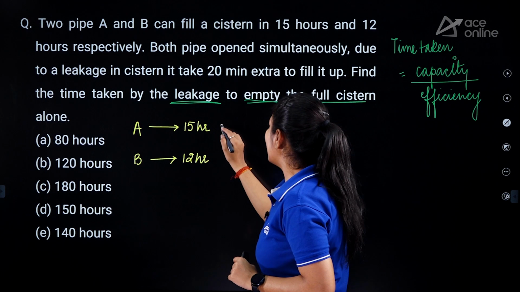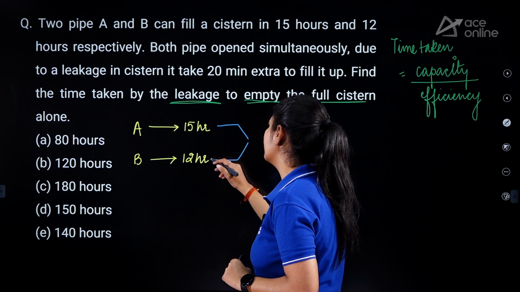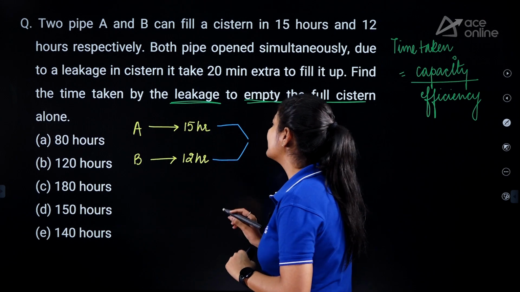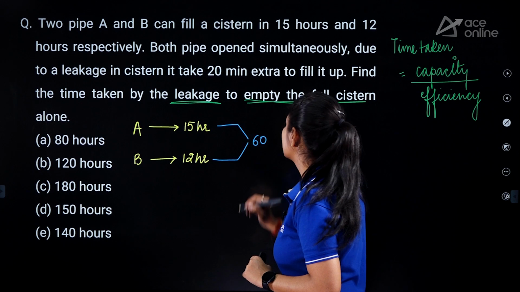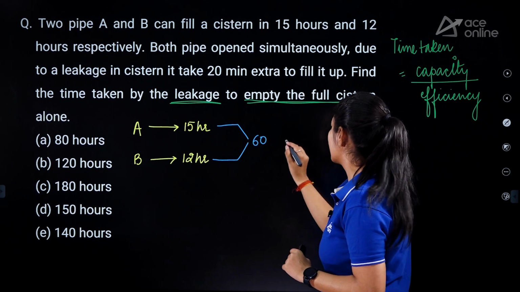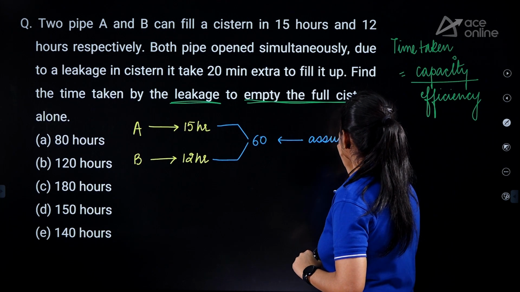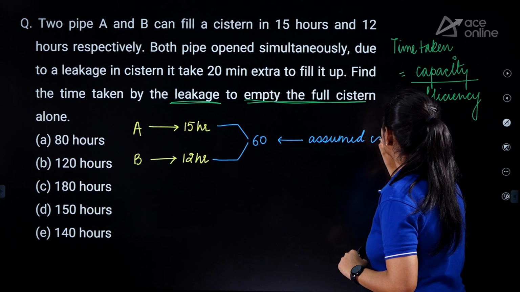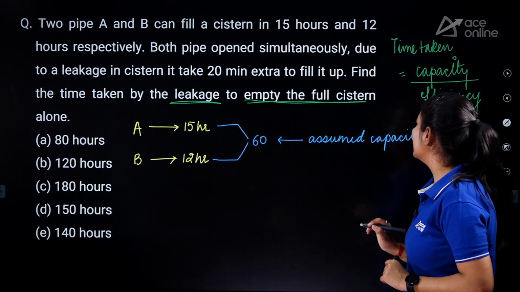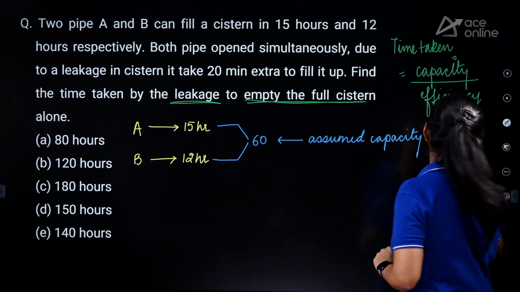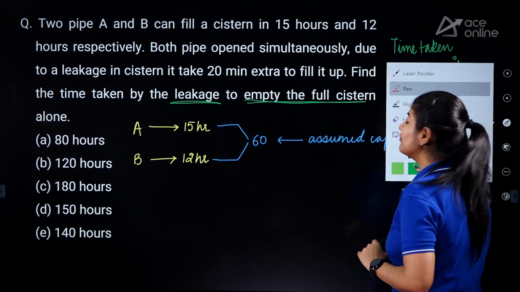I have 15 and 12, so I need to find out the LCM. The LCM is nothing but 60. So this is the assumed capacity of the tank, right? Now I find out the respective efficiencies.